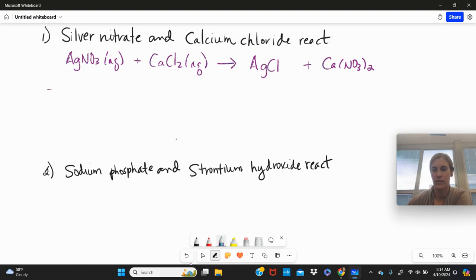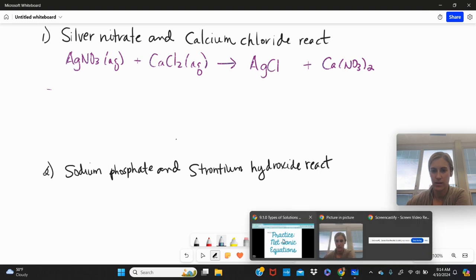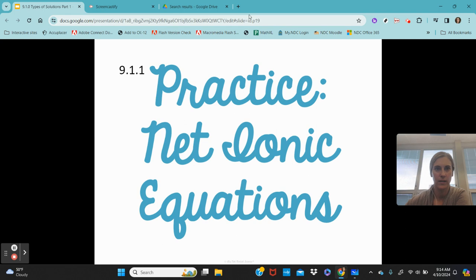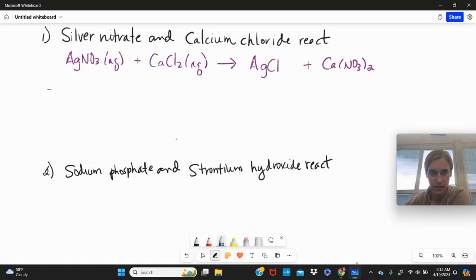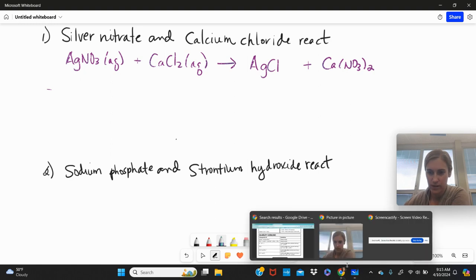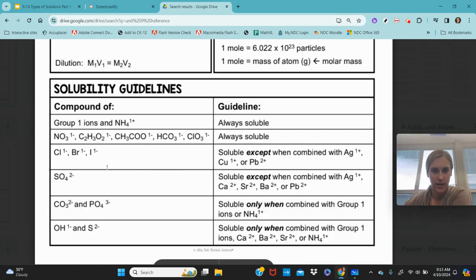Now, we have to figure out, are these soluble? So I'm going to go back to my table. What was that again? Silver chloride and calcium nitrate. So if you remember, all the nitrates are soluble, so that's going to remain AQ. And the other one was silver chloride, I think. Yes, silver chloride. So silver chloride is not soluble.